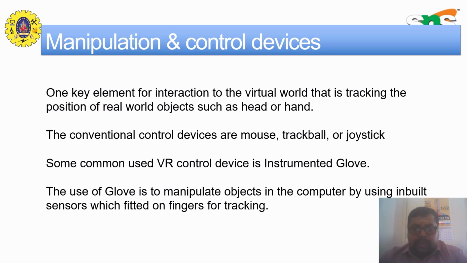So one of the key elements in interaction in virtual reality is control devices. The control devices consist of a mouse, a trackball, or a joystick. Some of the main used control devices are manipulation instrumental gloves. In these gloves you have numerous tracking sensors present. The activity of the fingers and the activity of the sensors is used in the control devices. So these are the manipulation and control devices. The conventional control devices consist of a mouse, trackball, and joystick, as we use.